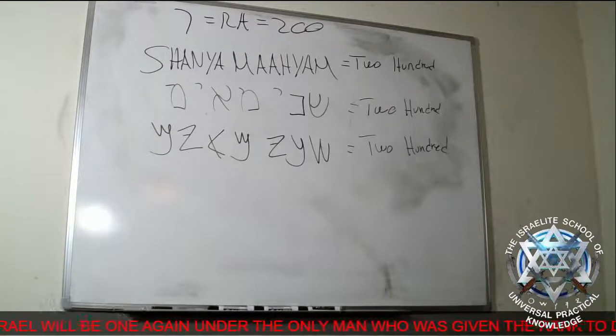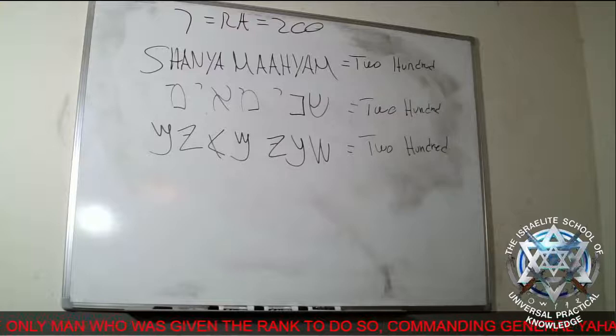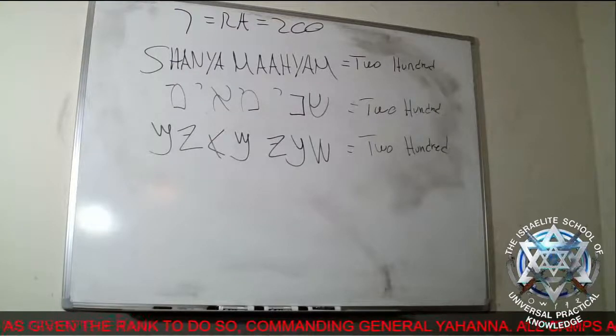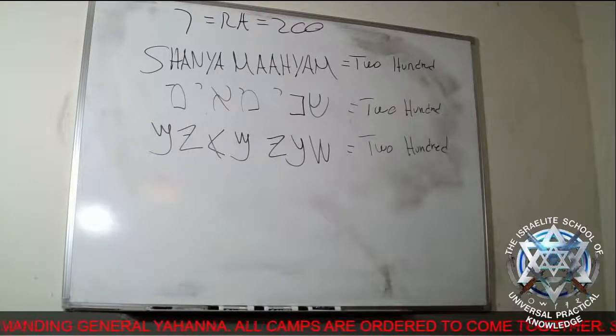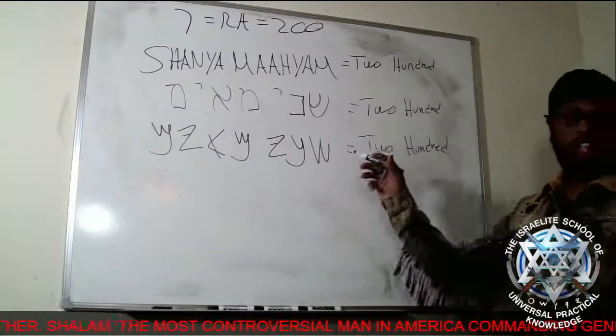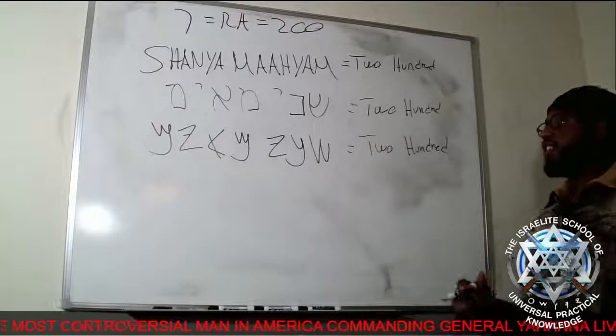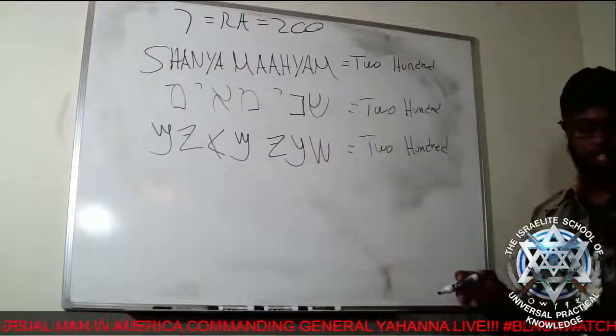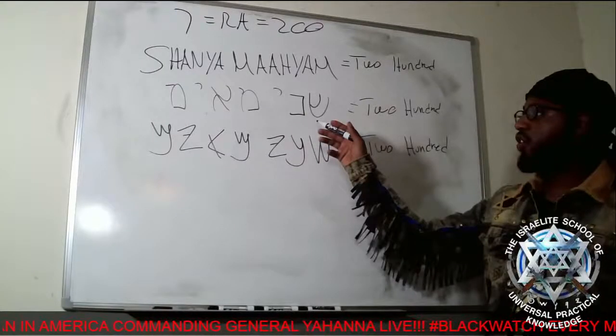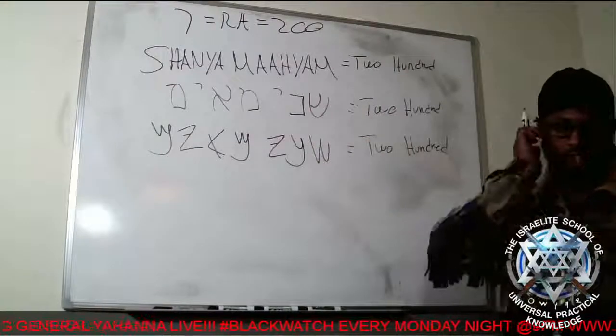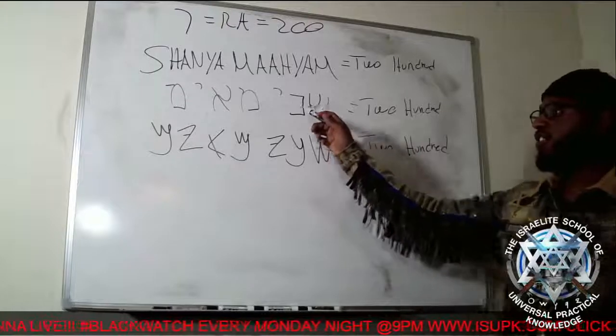So Shanya Ma'ayim is how you would say 200. Remember, Shanya is the number 2. Then you have Ma'ayim, which is literally saying 200, but Shanya is letting you know that there's two hundreds.